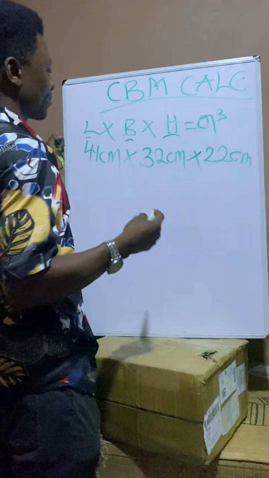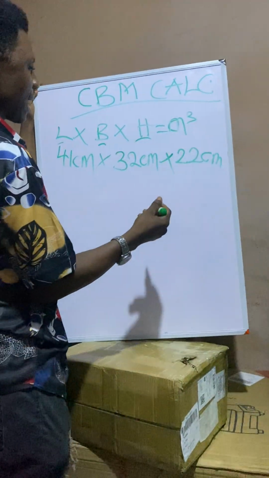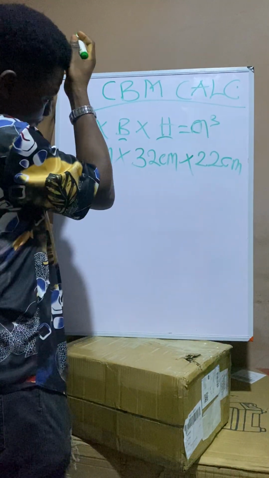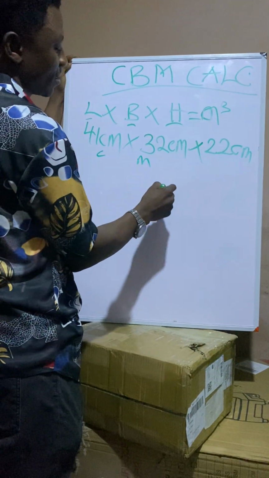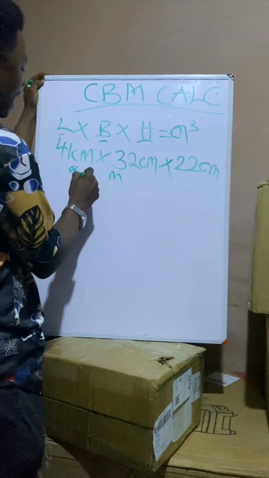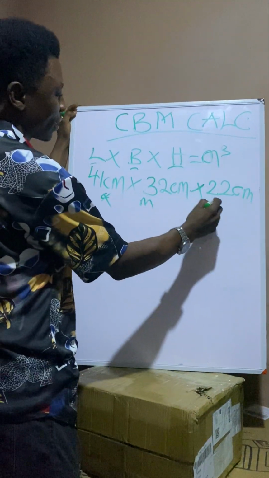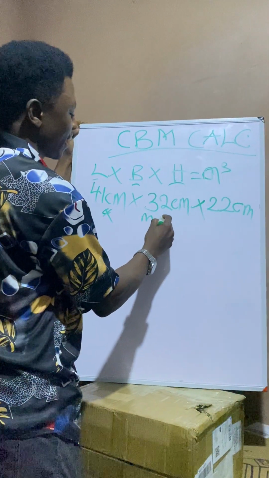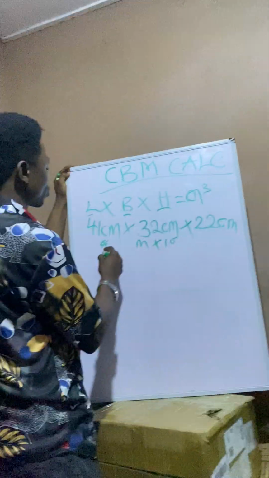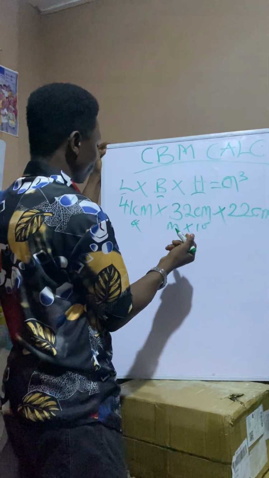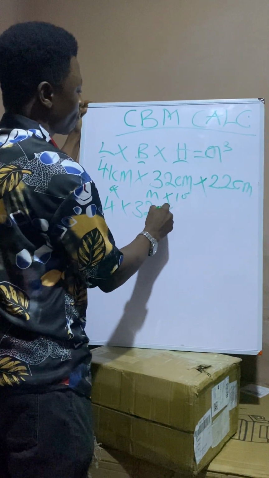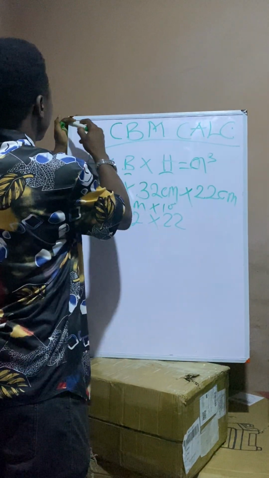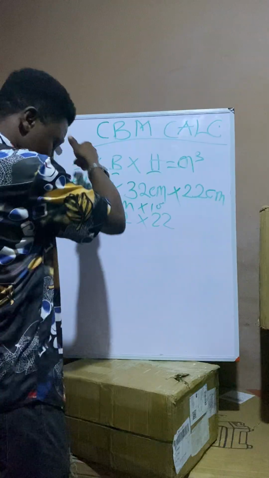When you get to this point, you either convert centimeters to meters, or you just multiply all of this in centimeters, then divide by 1 million. So let's multiply them together: 41 by 32 by 22.